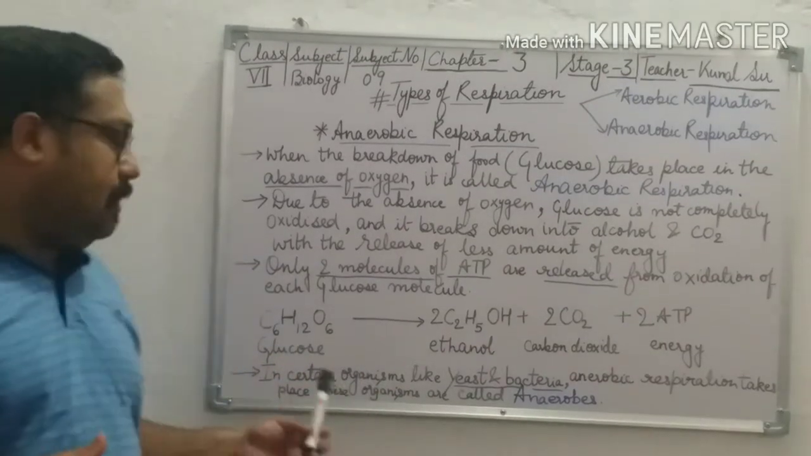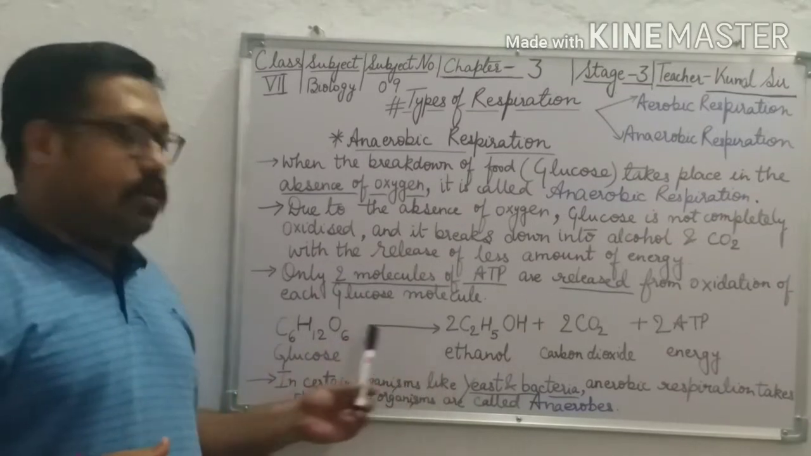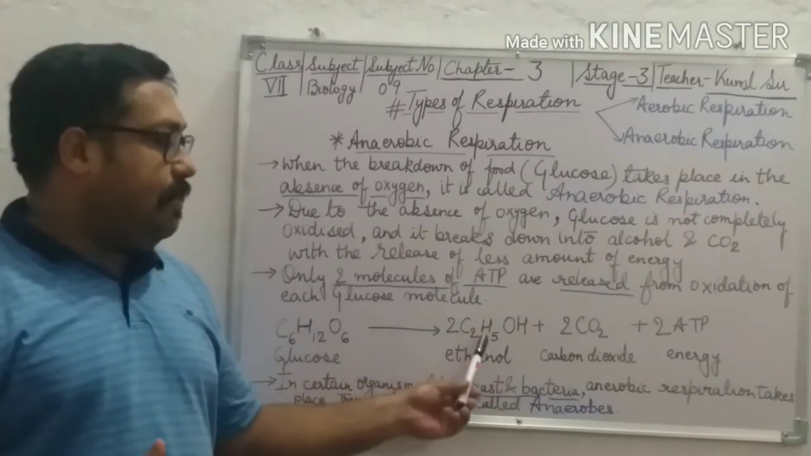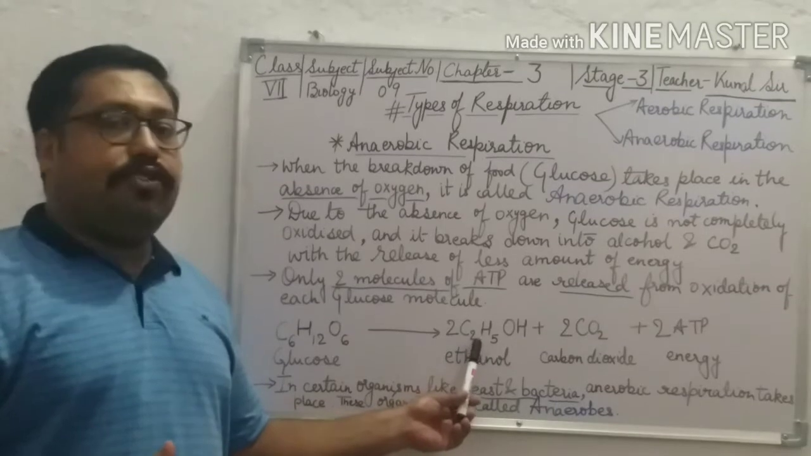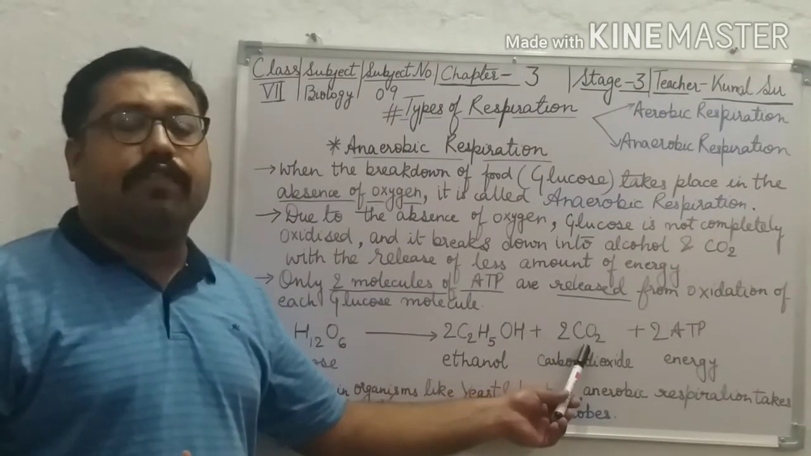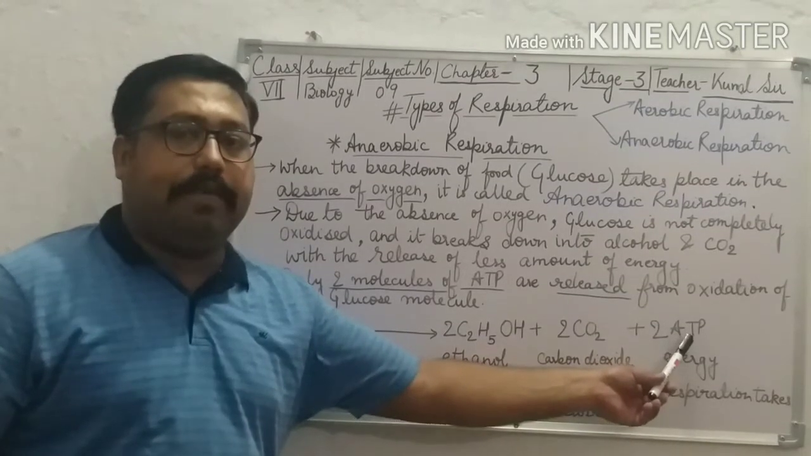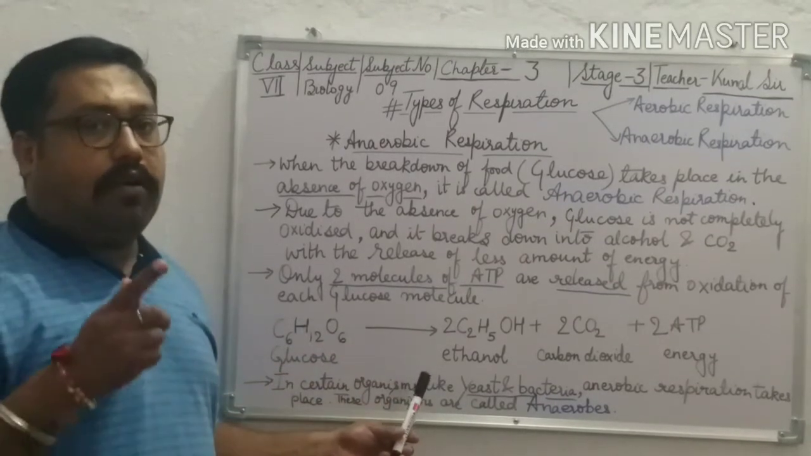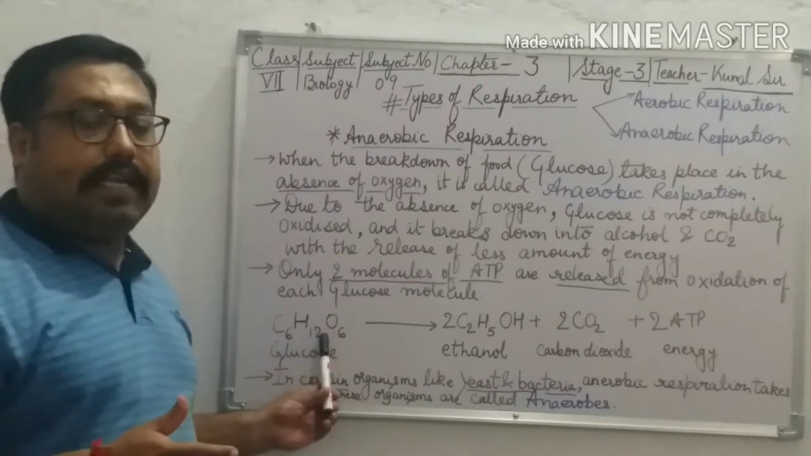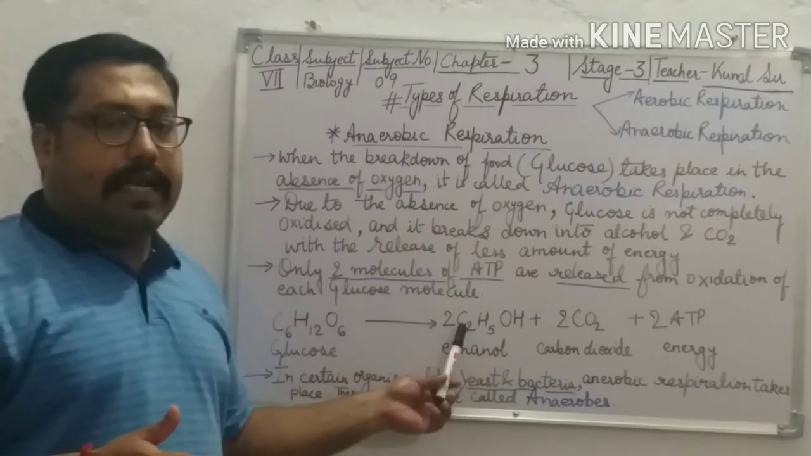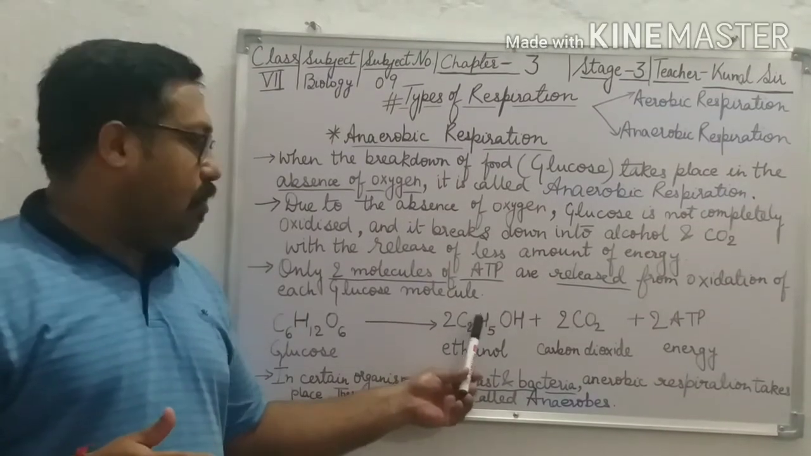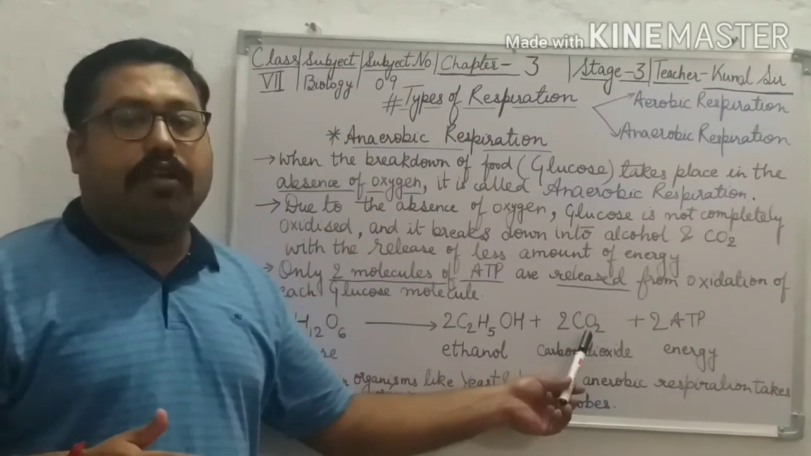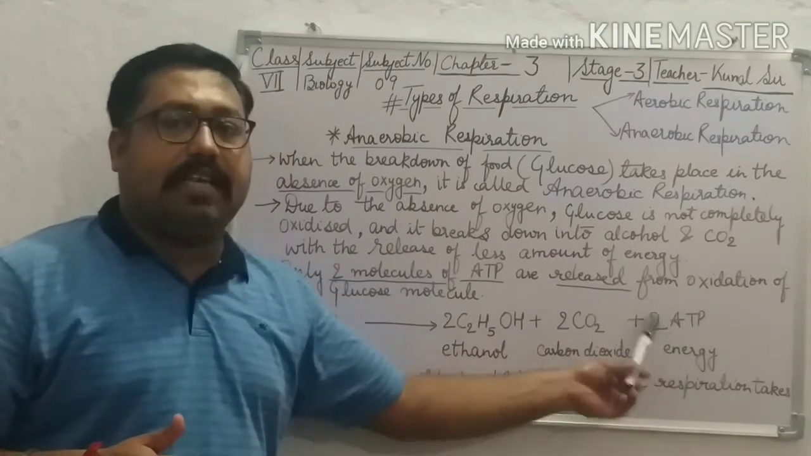If you go equation-wise, glucose, C6H12O6, breaks down directly because oxygen is absent, into 2 molecules of ethanol, 2C2H5OH, plus 2 molecules of carbon dioxide, 2CO2, and 2 molecules of ATP, which is energy.